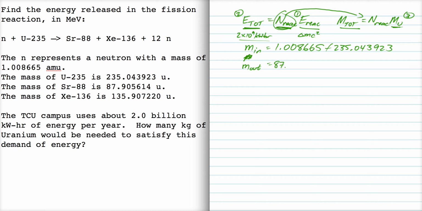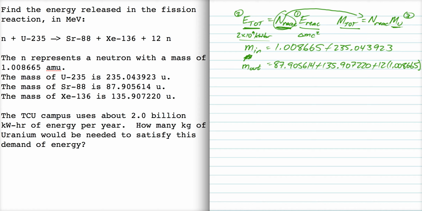This is 87.905614, and then the xenon mass, 135.907220 plus 12 neutrons, so 1.00. Oh no, I'm going off the page. Am I going to make it? Yes, just barely.